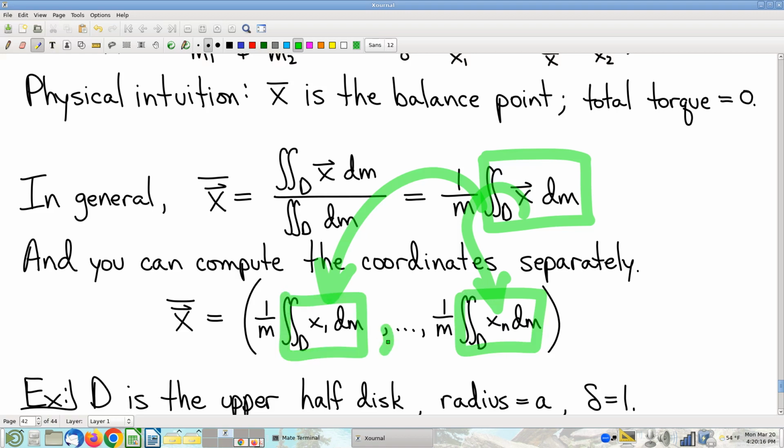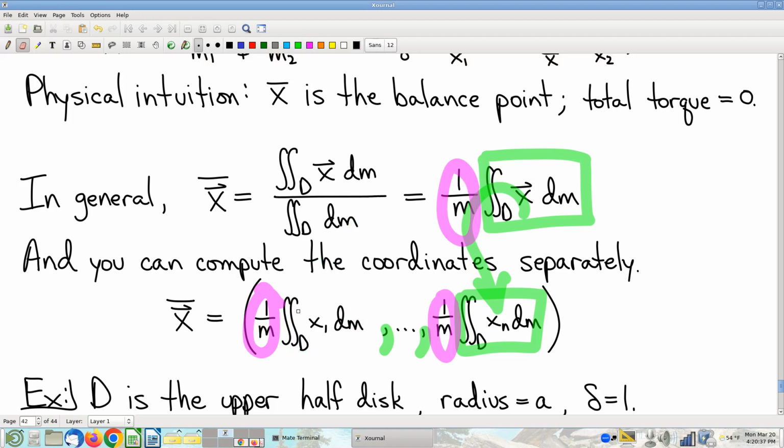Right? Just look at the x1 coordinate, and then the x2 coordinate, and the x3 coordinate, etc. And the resulting vector is the integral of that vector. And of course, don't forget to distribute your scalar out front. So it's exactly what you would think it would be.